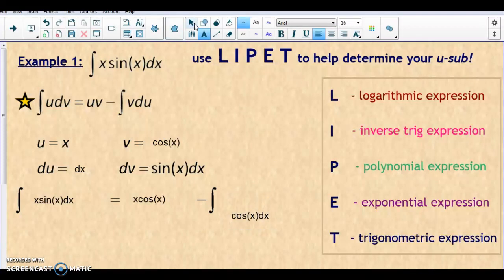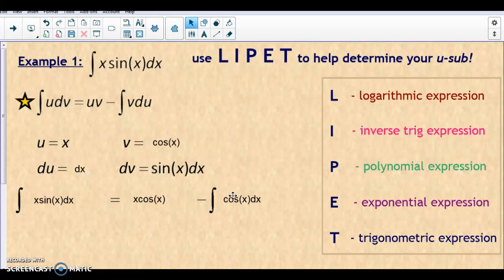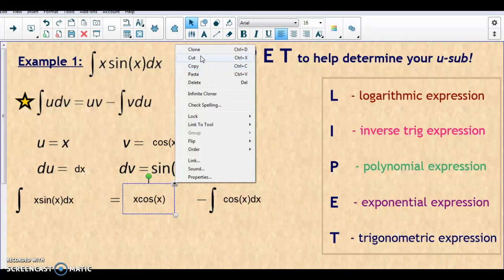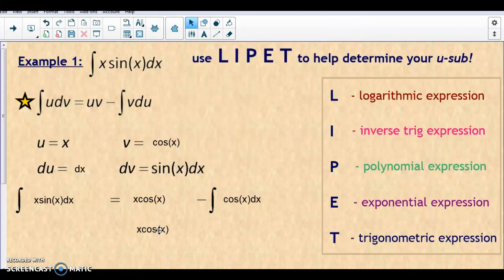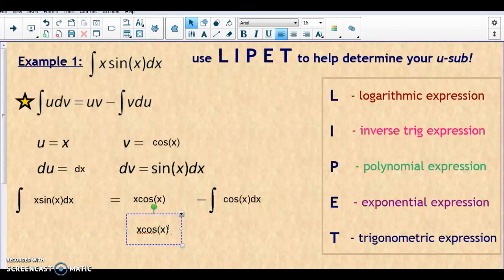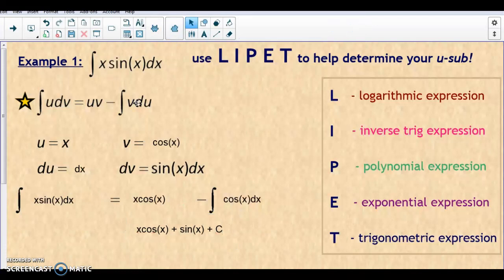So I still have to do this integration piece right here. I now end up with the final answer being x cosine of x, and then minus the antiderivative of cosine, which would be negative sine, so plus sine of x, and then of course plus c. So the integral of x sine of x is x cosine of x plus sine of x plus c. Okay, this is basic integration by parts.